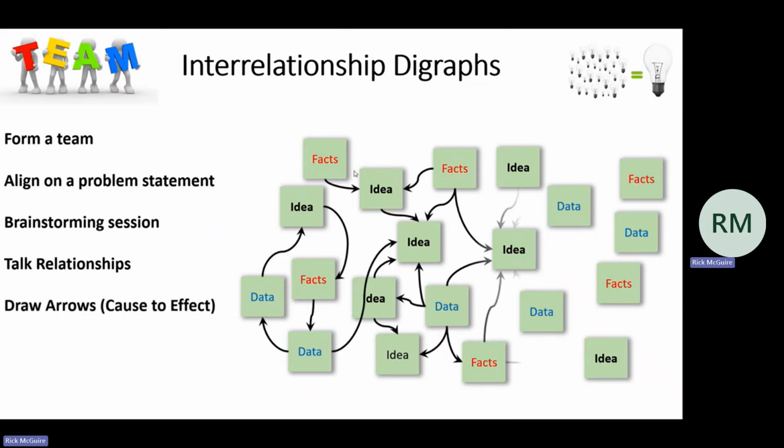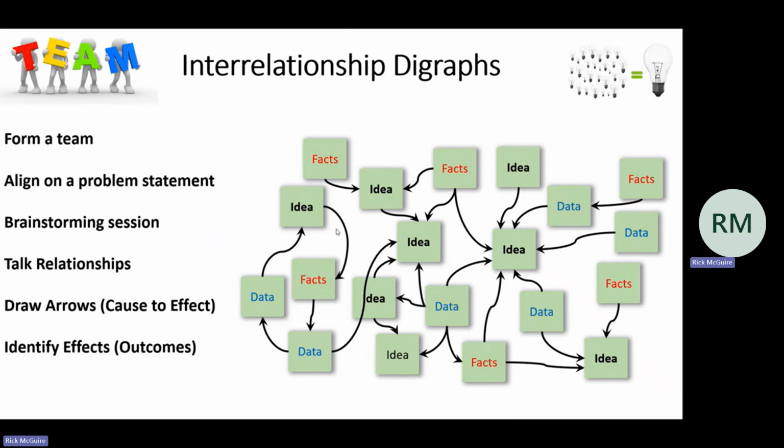And what we do is we then draw an arrow from a cause to an effect. So you'll notice here that, for example, this sticky note causes that idea. And you can see the arrow leaves this sticky note and ends up here. Once you've drawn those arrows, you can now go through the process of identifying the most common outcomes or effects. And this happens to be the sticky notes that have the most inbound arrows.